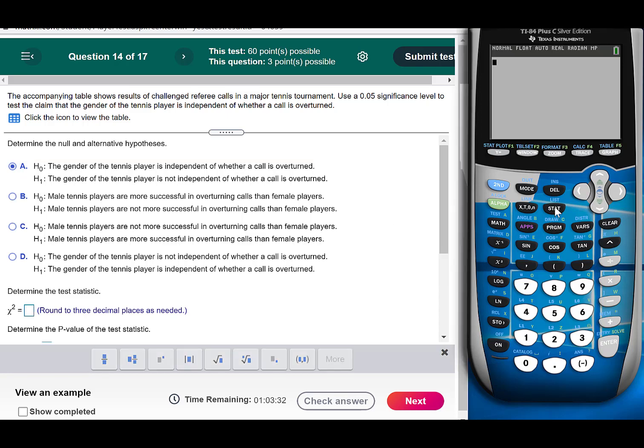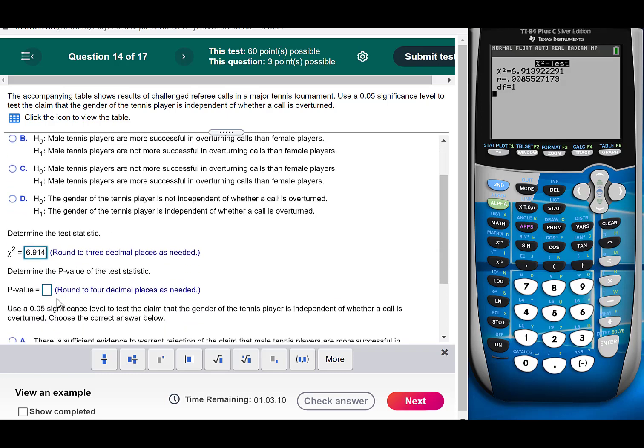Now the test statistic, guys. Let's go to stat, tests, scroll up, enter, A, B, calculate, and the test statistic is 60.914. The p-value, you see, no critical value. It's all p-value. You don't have to worry about critical values. As I said, 0.0086, four decimal places.